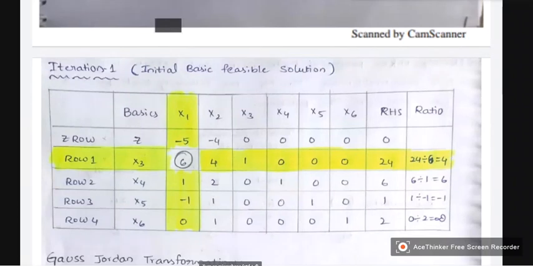So ask the students whether they have understood this first table, the iteration 1 table. Anyone have any doubts? Shall I continue? Yes, continue. Shivaji, encourage your friends to ask if they have any doubts. Okay, sir.